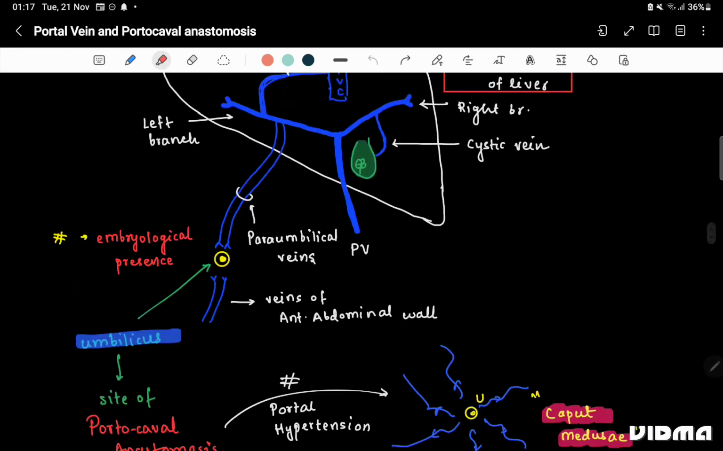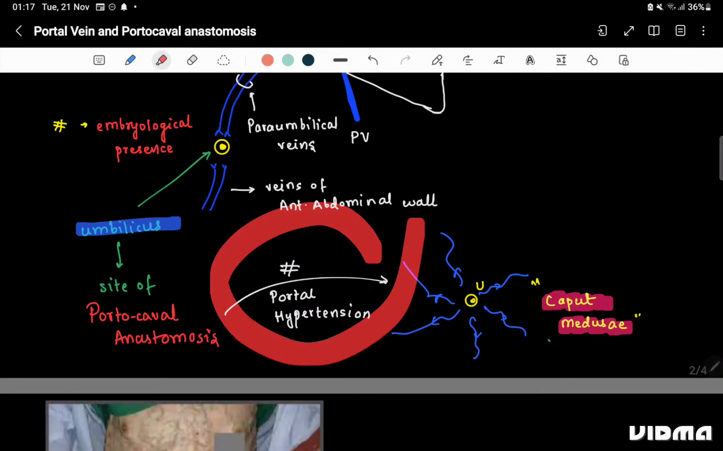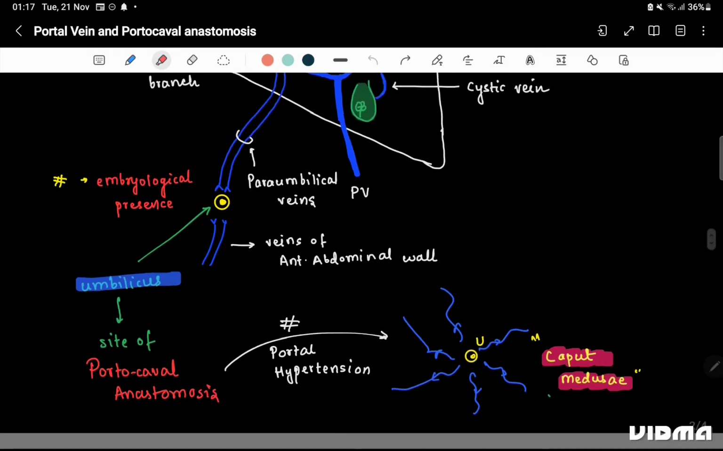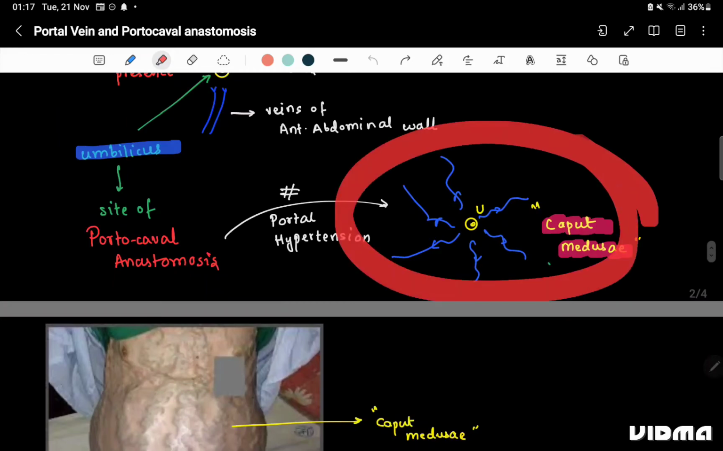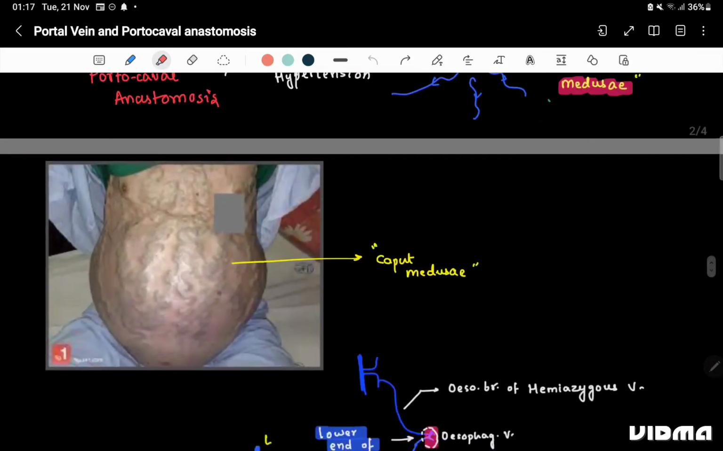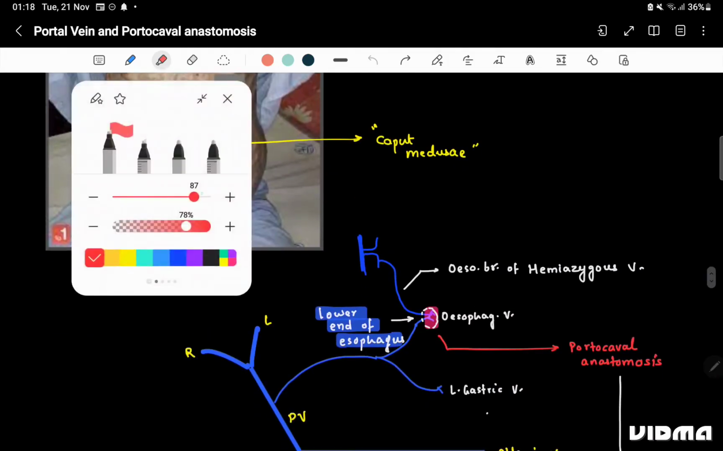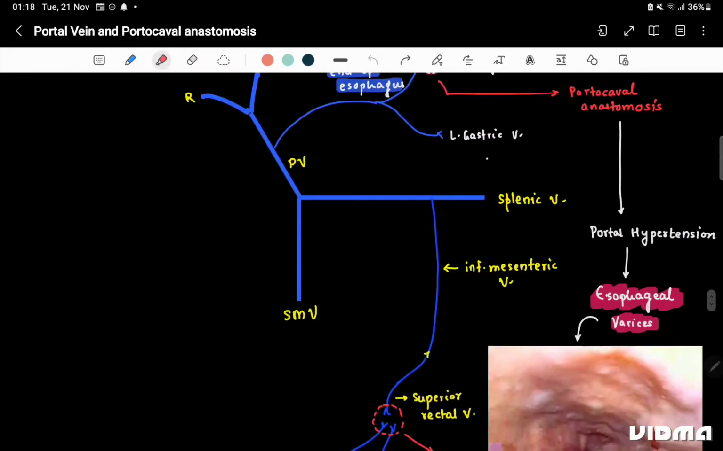So if there is portocaval anastomosis present, if there is portal hypertension, the portal veins are blocked, the blood vessels are narrowed down due to hypertension. So what will happen, that will suffer from this caput medusae. We talked about caput medusae like this. This is a caput medusae. You can see tortuous veins. The veins' tortuosity increases, and they are radiating veins, tortuous radiating veins. So talking about the portocaval anastomosis in the caput medusae, let's move on to the anastomosing points.